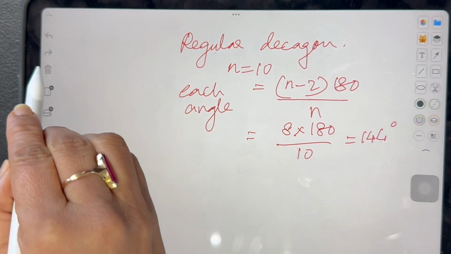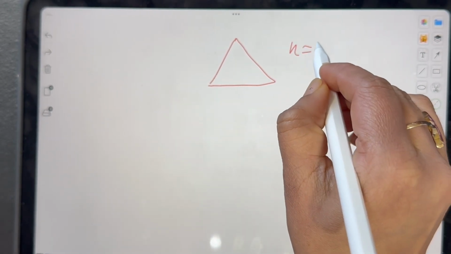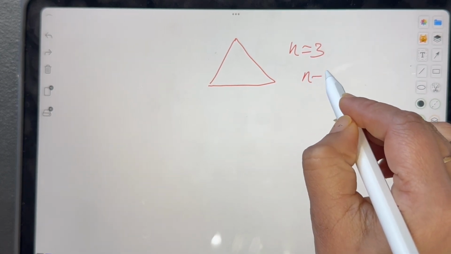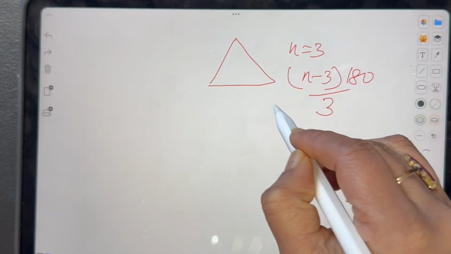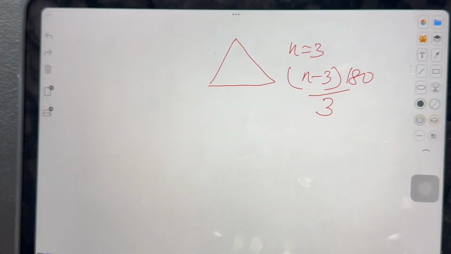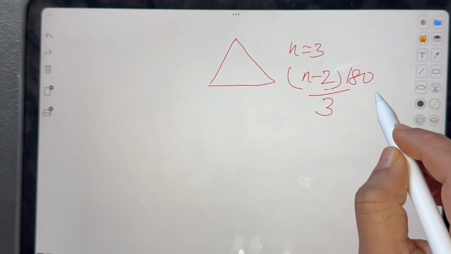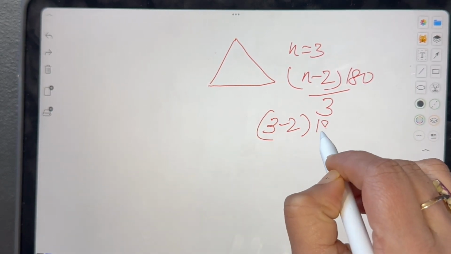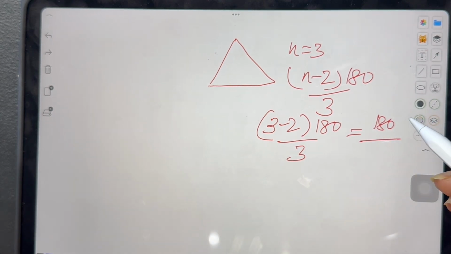Let's try with a regular triangle. If it's an equilateral triangle, n is equal to 3, what will be each angle? All of us know that this is 60 degrees. Let's try with our formula. N minus 3 times 180 divided by 3. I made a mistake by putting this as 3. The formula has 2. So n minus 2 multiplied by 180, which is 3 minus 2 times 180 divided by 3, which is 180 divided by 3. I hope it is visible.